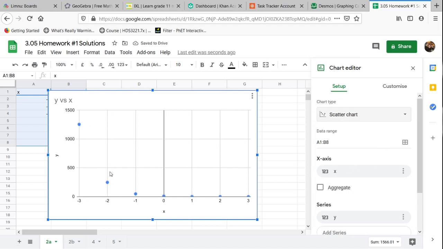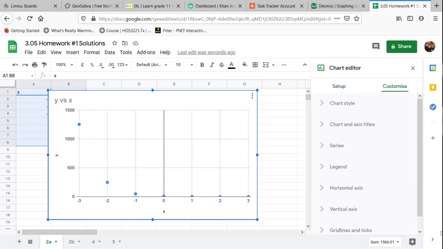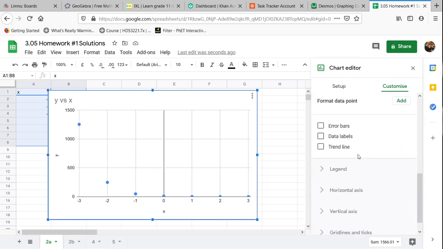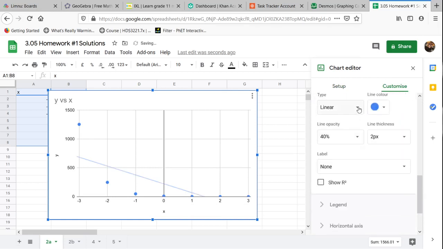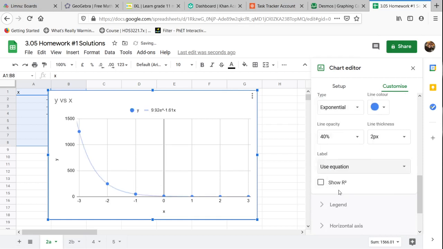And now this does seem to be an exponential, even though it's a decreasing exponential. So we can expect our exponent to have a negative coefficient. We will add our exponential trend line and label it with the equation. And here we go. There is that negative exponent we were looking for, 9.92 and e to the negative 1.61.